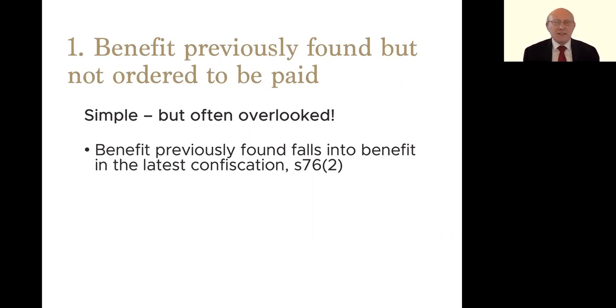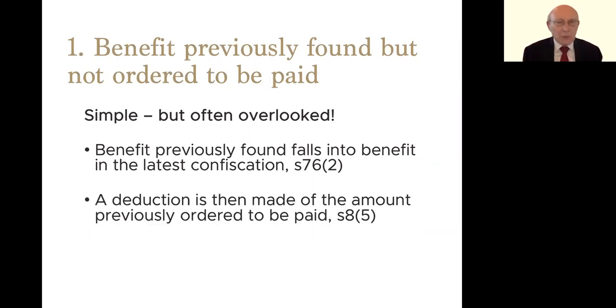So in your Section 16 statement, you will have benefit of the particular offences of which he's been convicted this time. You will have benefit under the Section 10 assumptions, and you will also have benefit that was found in previous confiscation proceedings that will be added into the total benefit to be considered by the court this time. But as I said, the problem then is going to be duplication. So what do we do? Well, it's simple.